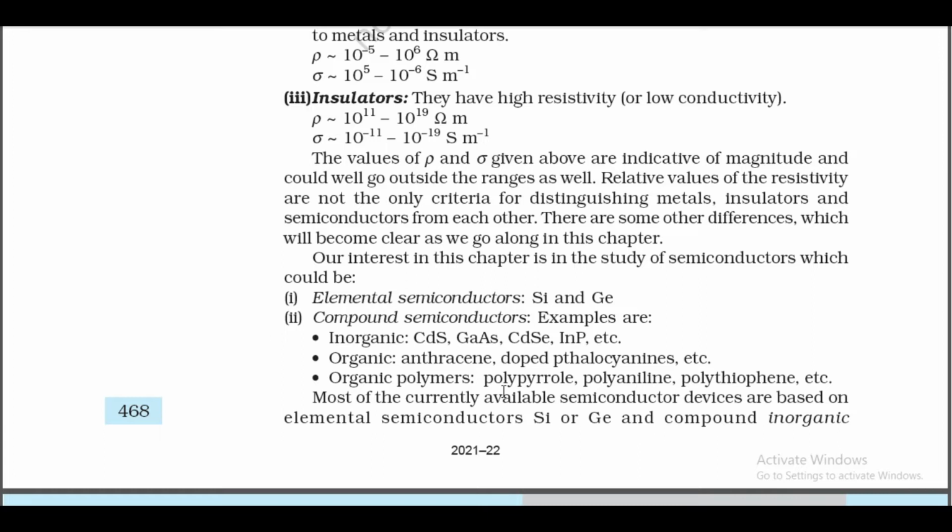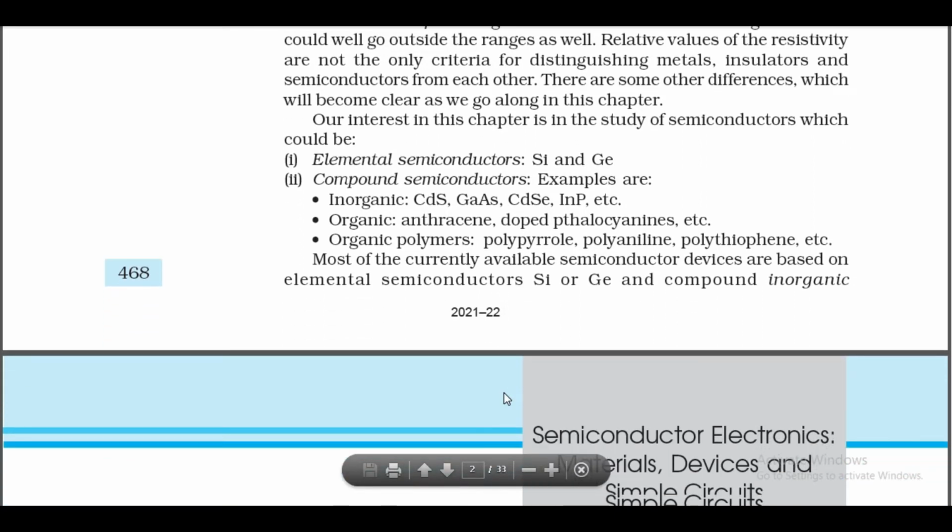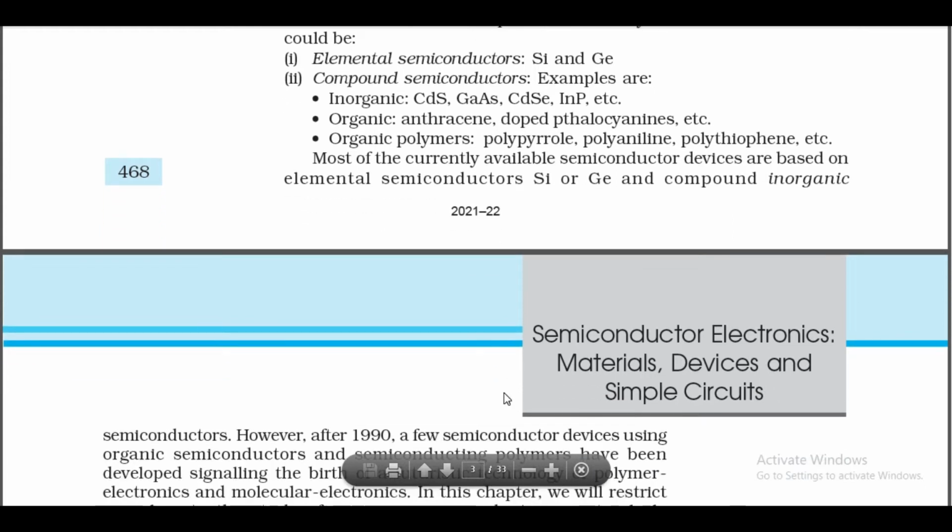Our interest in this chapter is in the study of semiconductors, which could be, first, elemental semiconductors, Si and Ge. Second, compound semiconductors. Examples are inorganic: CdS, GaAs, CdSe, InP, etc.; organic: anthracene, doped phthalocyanines, etc.; and organic polymers: polypyrrole, polyaniline, polythiophene, etc.